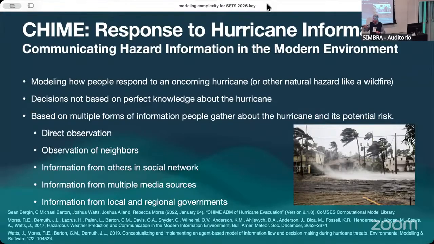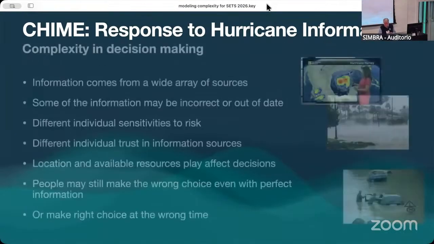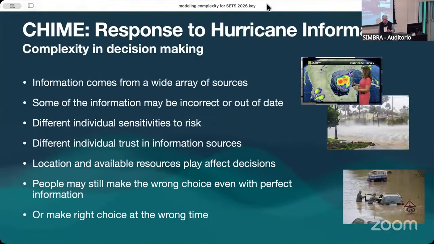And of course, you can directly observe it, but you can also see what your neighbors do. You can talk to people in your social network now, especially with the phone and things, see what they're doing. You've got various media sources that you get information from, and regional local governments. All these things are sources of information, and people integrate that in many complicated ways. And so what we're trying to do is understand these multiple kinds of information in what's now an information-rich environment, and how does it affect how people respond to hurricanes?